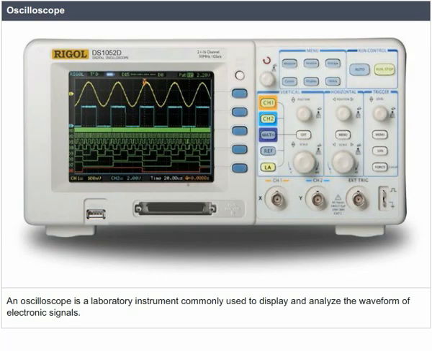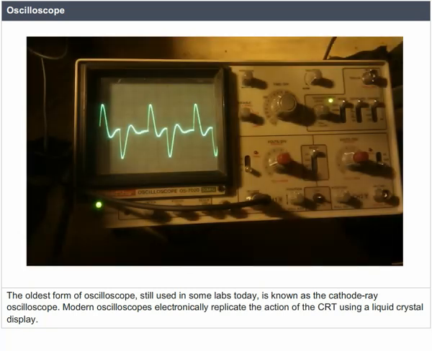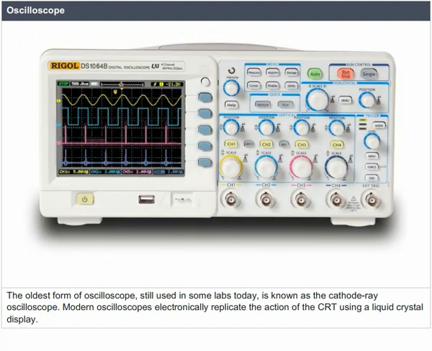Oscilloscope. An oscilloscope is a laboratory instrument commonly used to display and analyze the waveform of electronic signals. The oldest type of oscilloscope, still used in some labs today, is known as the cathode ray oscilloscope. Modern oscilloscopes electronically replicate the action of the CRT using a liquid crystal display.